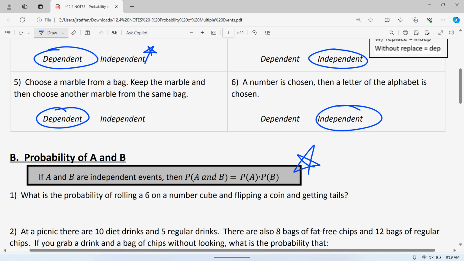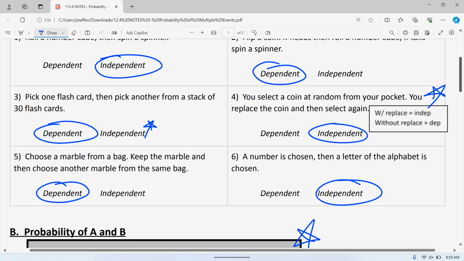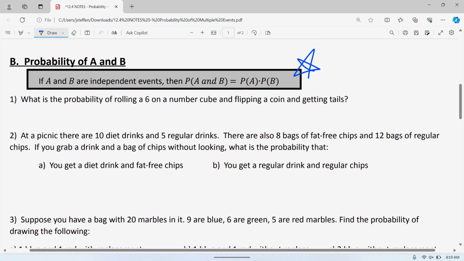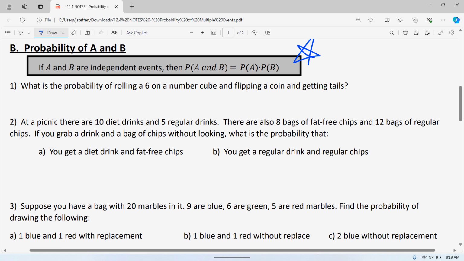Are there any questions over those? And again, the question you always want to ask yourself is, does the second one depend on the first one? It does get a little bit hairy, I think, when it comes to replacing it and not replacing it. But the good news is you can always memorize that little box. With replacement is independent. If you do not replace it, if you keep it, then it's dependent. Hopefully that makes sense, but if it doesn't, not to be that guy, you can just memorize that.